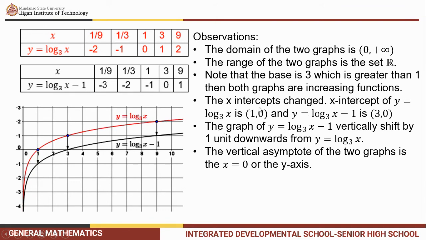The graph of y equals log base 3 of x minus 1 is vertically shifted 1 unit downwards from y equals log with base 3 of x. The vertical asymptote of the two graphs is x equals 0, or just the y-axis.